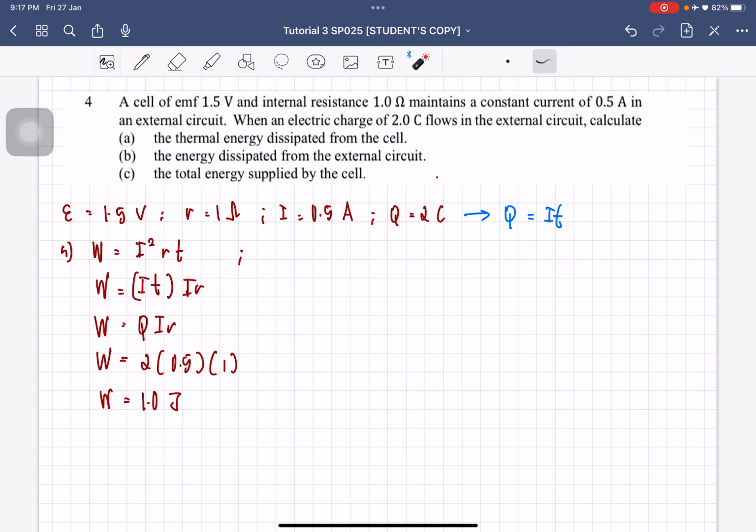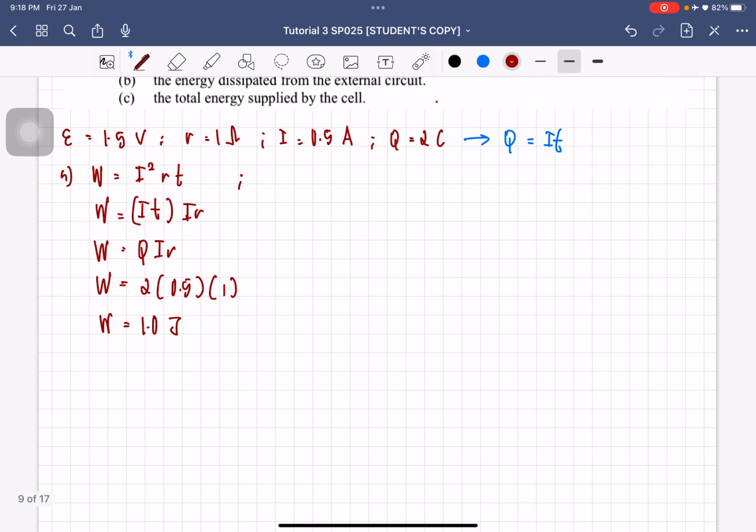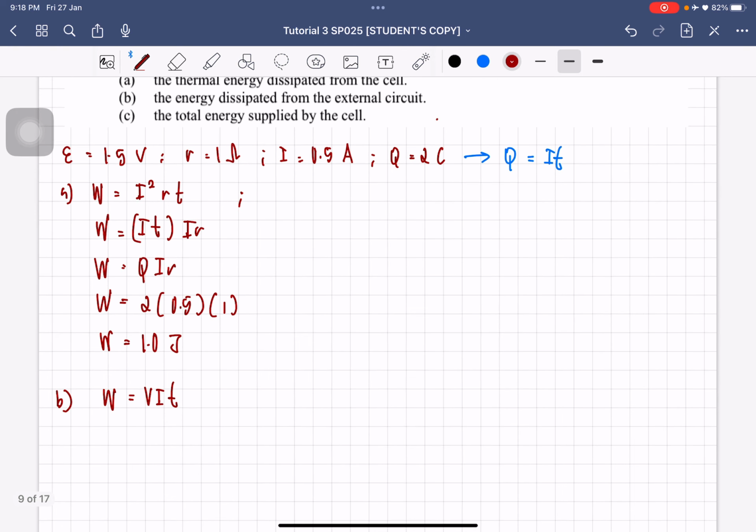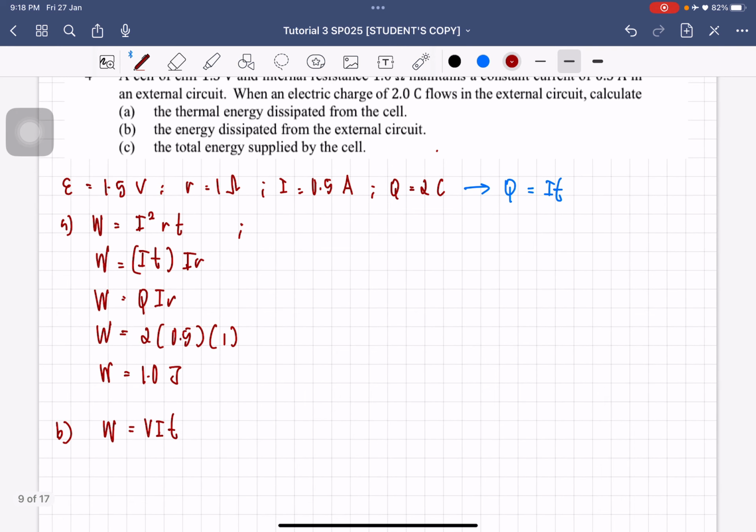Okay, the energy dissipated from the external circuit. So for the external circuit, it's not going to be the internal resistor that we will be using. So instead of using I squared R T, with R as the resistor, since we do not have the value of the resistor in the external circuit, we are going to use the equation W equal to V I T. So what we are going to find is the value of the terminal voltage. We need to find the terminal voltage first so that we can calculate the heat dissipated through the external circuit, not in the cell.